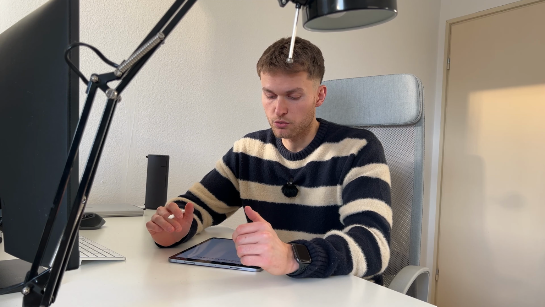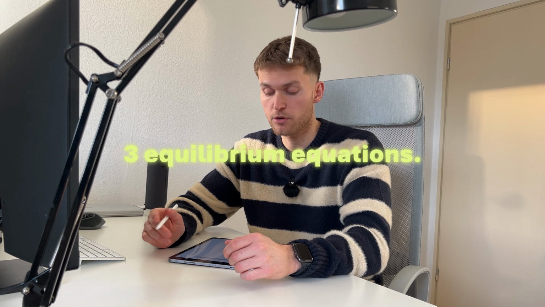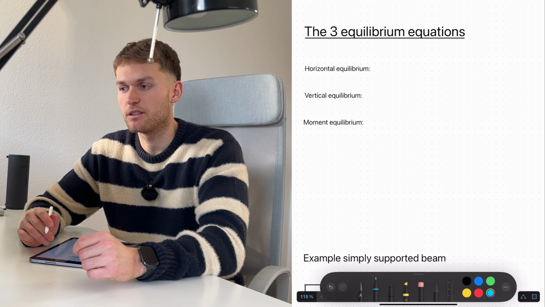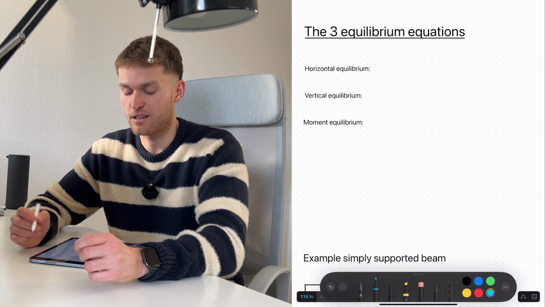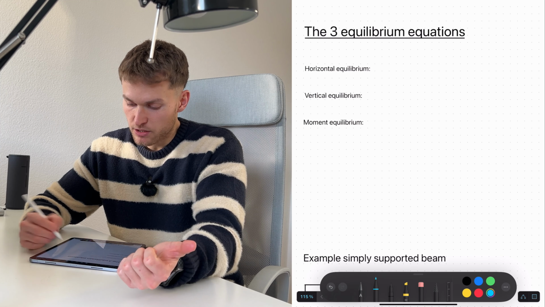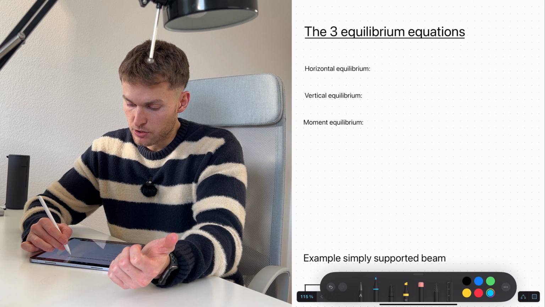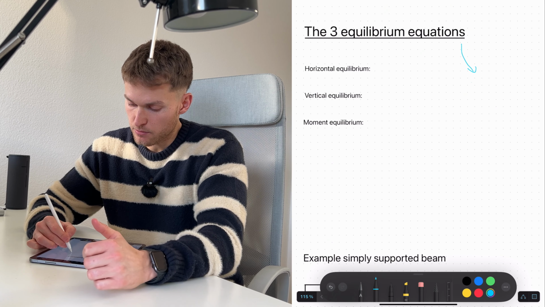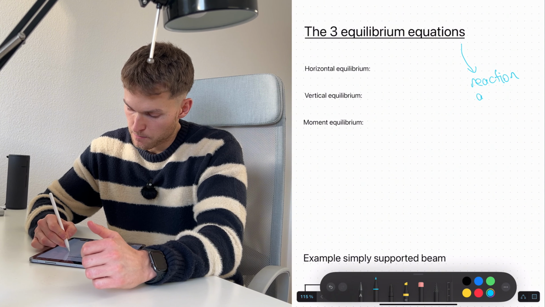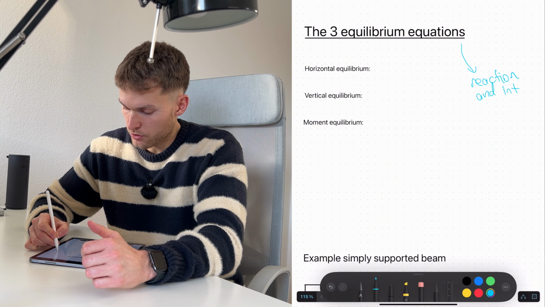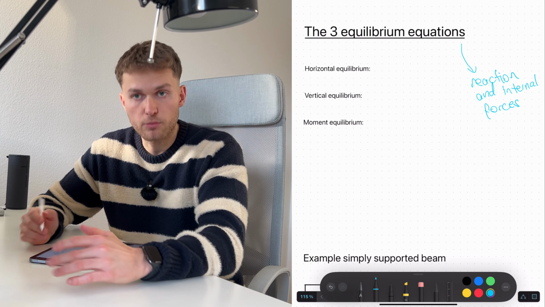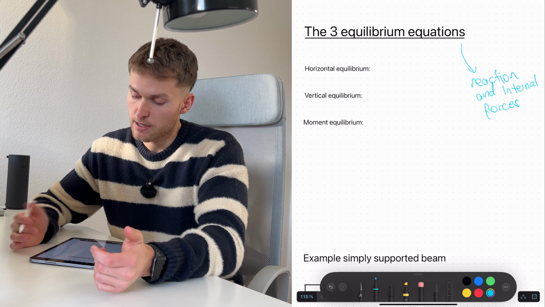This time I want to cover the 3 equilibrium equations, and that's one of the first things we learn about in our first semester in our structural engineering bachelor's. First thing we need to know about them: we use them to calculate reactions and internal forces like bending moments, shear forces, and so on.